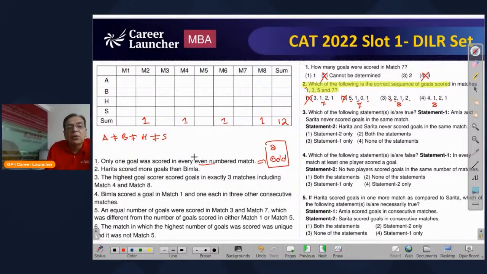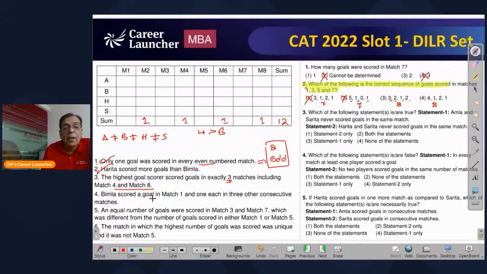Statement 2. Harita scored more goals than Bimla. That is statement 2. Statement 3. The highest goal scorer scored in exactly 3 matches, including match 4 and match 8. The highest goal scorer has scored a goal in match 4 and match 8, okay? And plus one more. Chalo. We'll come back to it. I don't know where to put this information, so I'm just leaving it like it at this point.